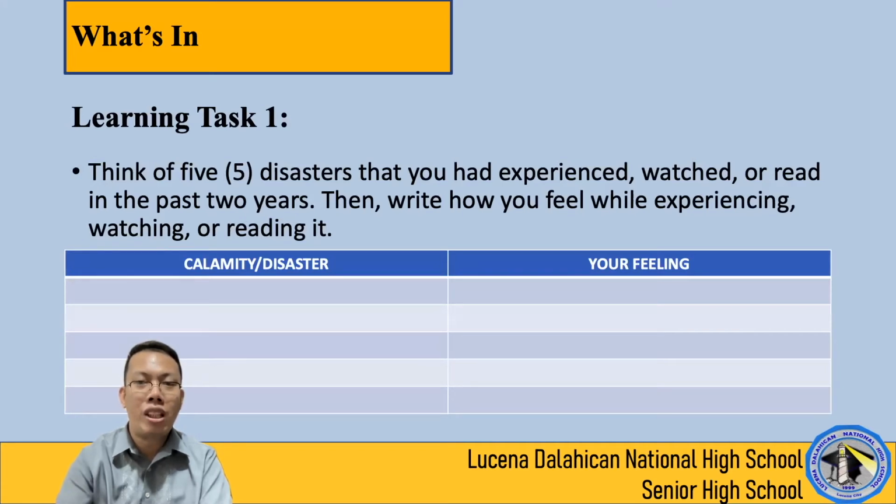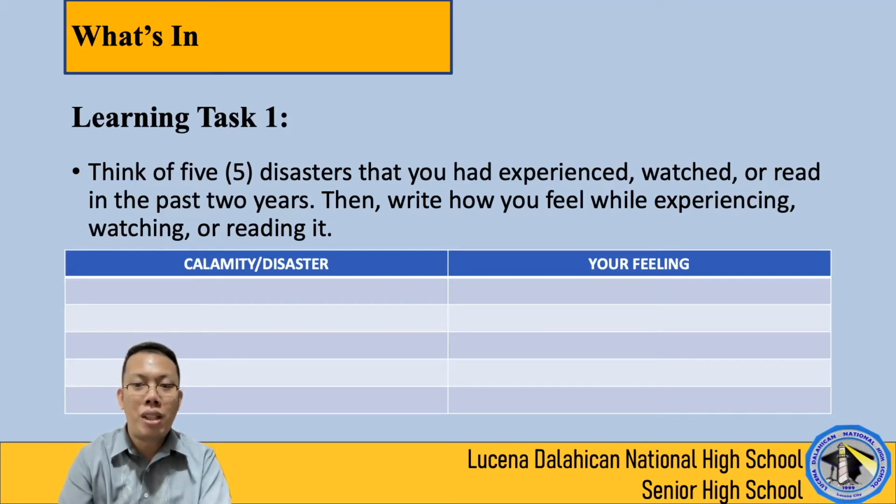So you have 3 choices. The disaster could be what you have experienced before, or something that you have watched before, or read in the past 2 years. In one of our activities before, it was about 5 years. So this time it's only 2 years.